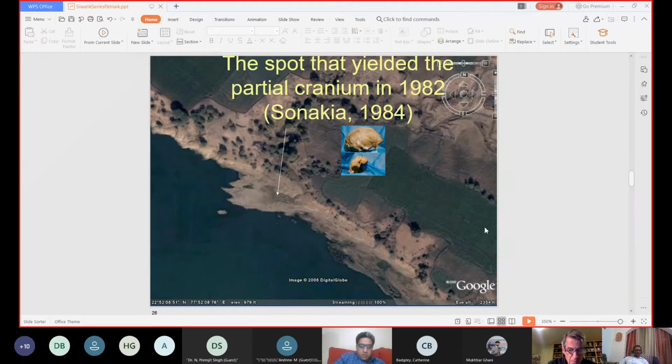So now I will take you to the central part of India, another very interesting site called Hathnora, from where the only hominin that has been recovered so far comes. People think that this is an archaic sapien. So now we are into the Pleistocene.